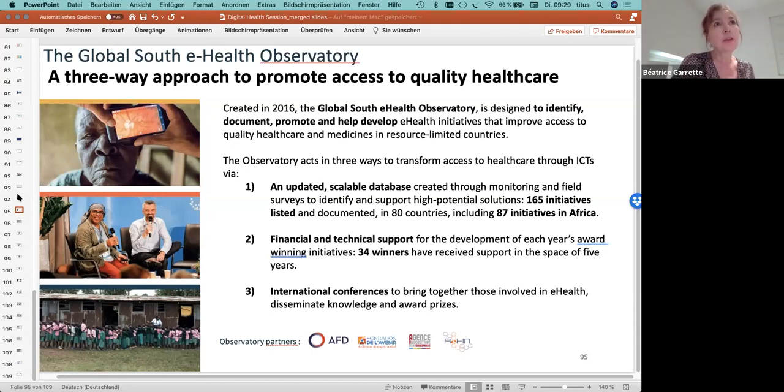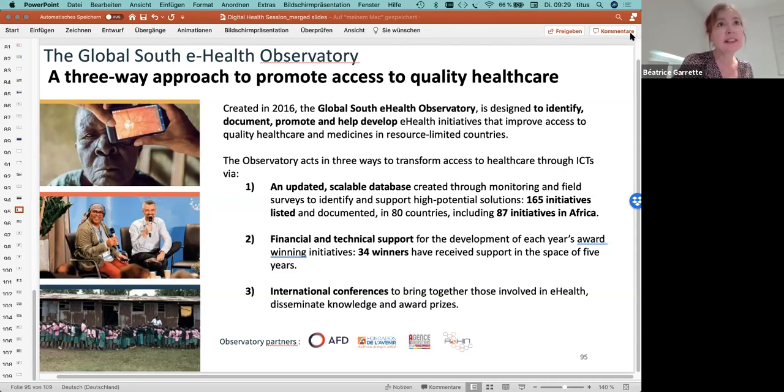So we act in three ways. The first one is really to collect the information with field surveys, with inquiries, and to be able to identify all these initiatives which really bring better access to healthcare for these populations. And after 5 years now, we've got a database with 165 initiatives, which have been listed and documented from 80 countries. And there are 87 of them taking place in Africa. And of course, what we want to do is to put light on them, to put them into a network.